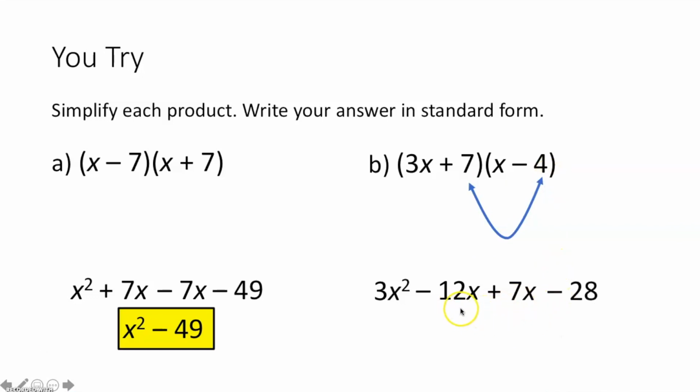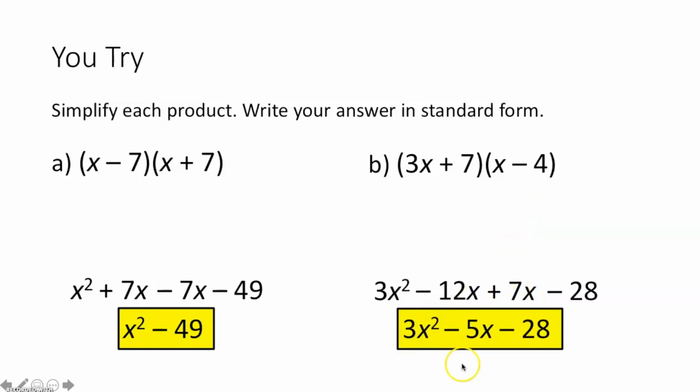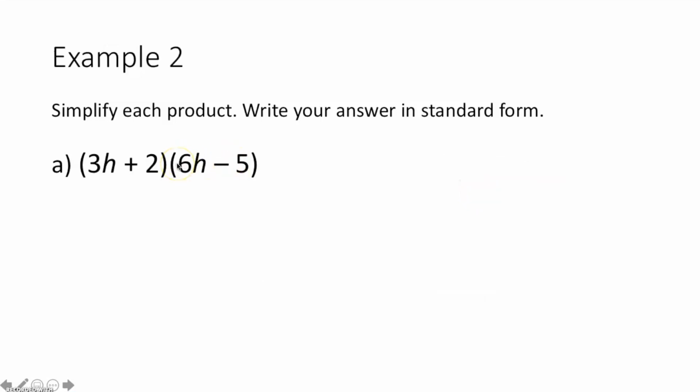We combine our like terms here. Negative 12x plus 7x is going to be negative 5x. So this is our answer. Again, we're just FOILing. F.O.I.L. First, outer, inner, last. Example 2. Again, FOILing.